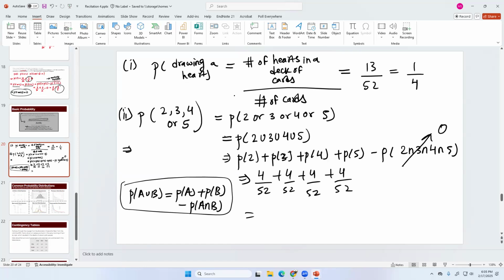And this is 8, 16. Yeah, 16 out of 52. This makes sense, right? We are just using this. So first you need to realize that this is a union question. And then you need to realize that you can use the same formula. The only difference is here there are 2 events in B. Now we have 4 events.